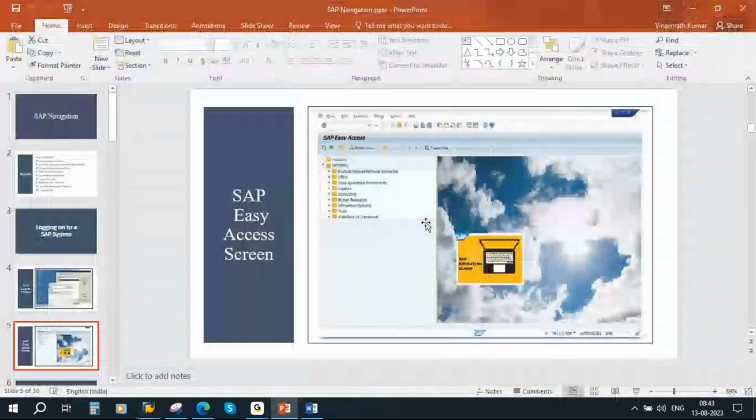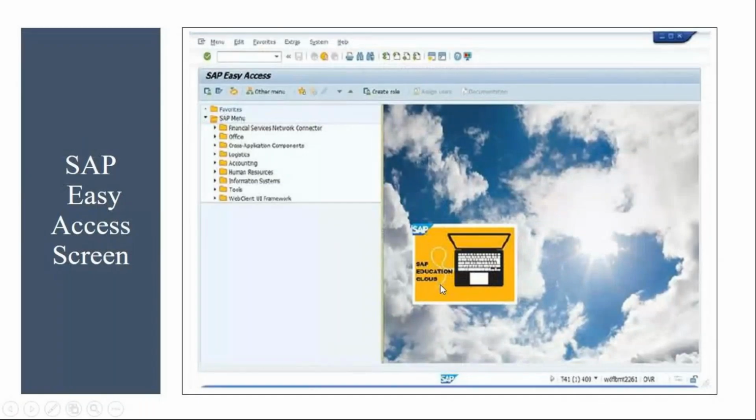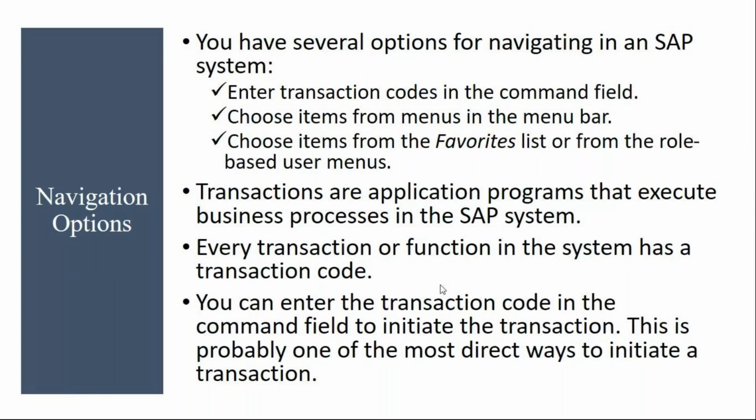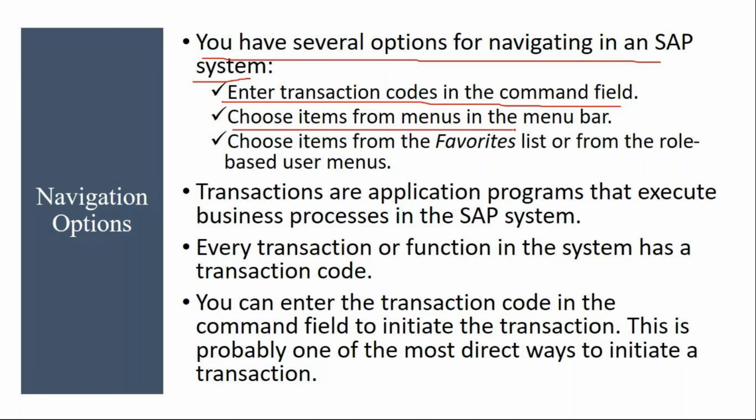Okay, so we have logged in. This is how you log in. Now, after the login, we will see how to navigate in the SAP system. You have several options for navigating in an SAP system. First method: enter the transaction code in the command field. Second method: choose items from the menus in the menu bar. Third method: choose items from the favorite list or from the role based user menu.